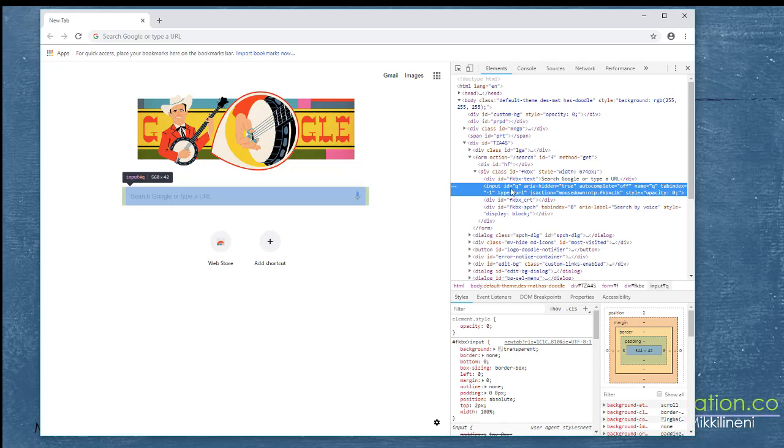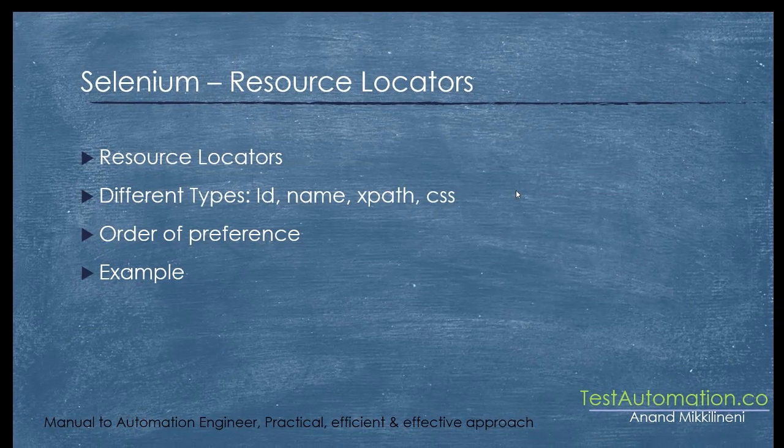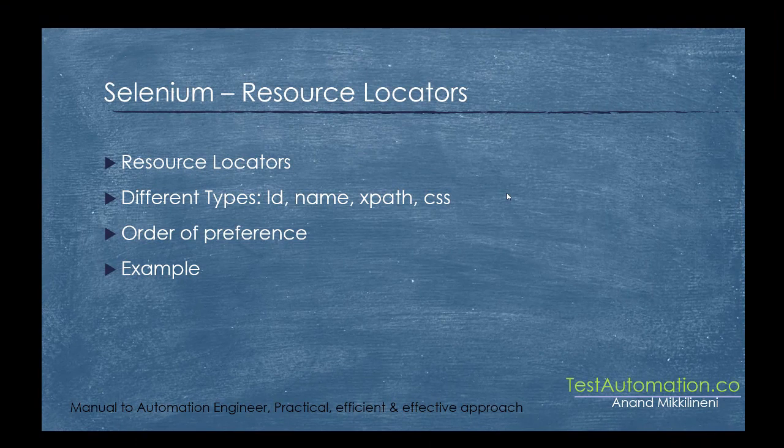Name is one of them, ID is one of them, and you can find by XPath and by CSS. There are different ways to find an element on a web page. And of course, there is an order of preference, not a strict one, but if there is an ID available and that ID is unique in the web page, that would be the first choice. The same applies to the name. If the name is unique in that particular web page, then name would be the second preference.